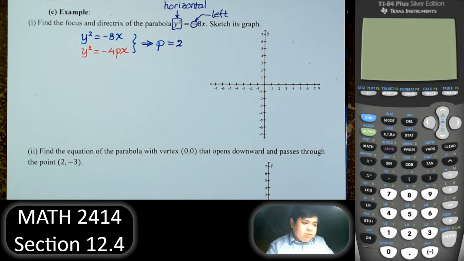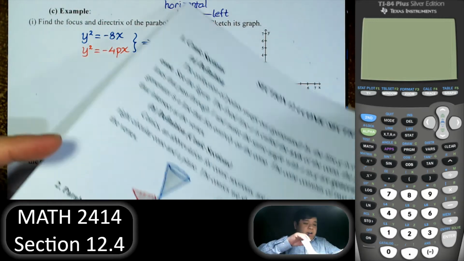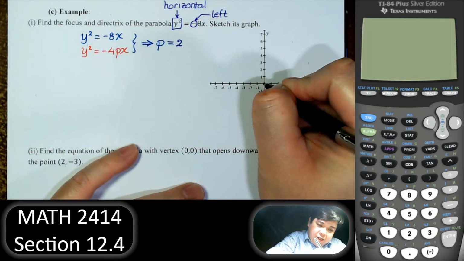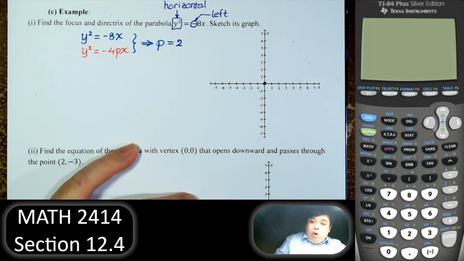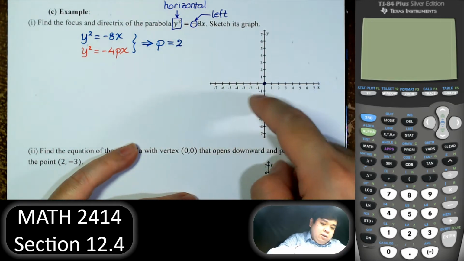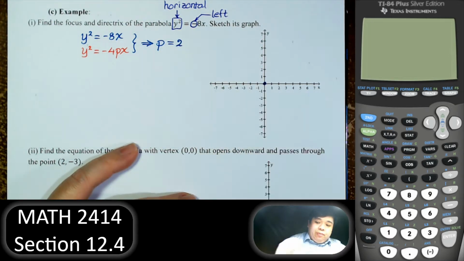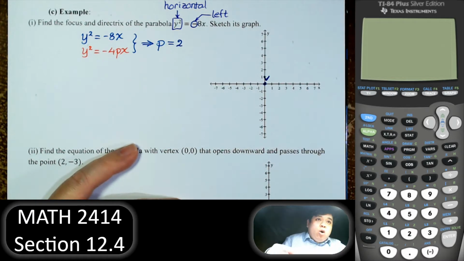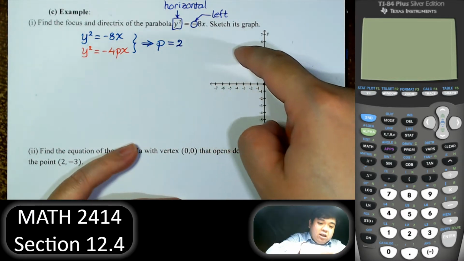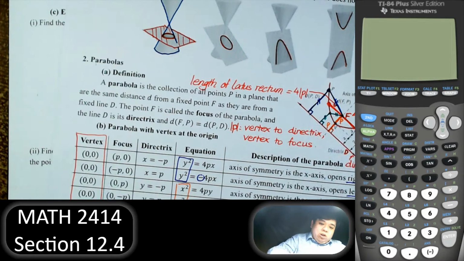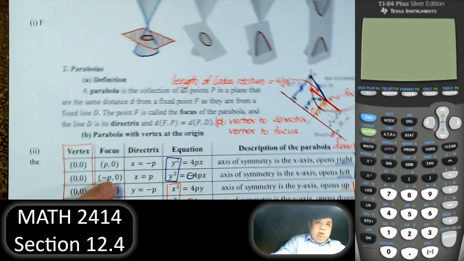Right. So the vertex of the parabola is going to be at 0, 0. Now it opens to the left, so it will be like this. So the vertex will be right at the origin. Now since this opens to the left, the focus is on the left. The graph always goes around the focus, away from the directrix.